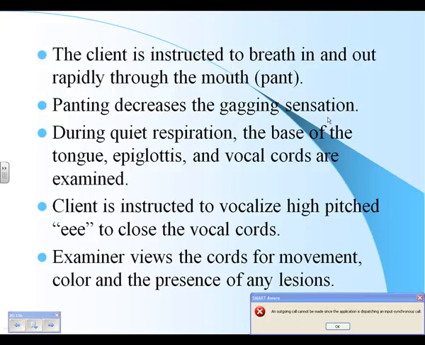If you go to an ENT office and they do this, they do it in the office with the lighted scope and they do it nasopharyngeal, which is over pretty quickly. It doesn't take them long to do it.